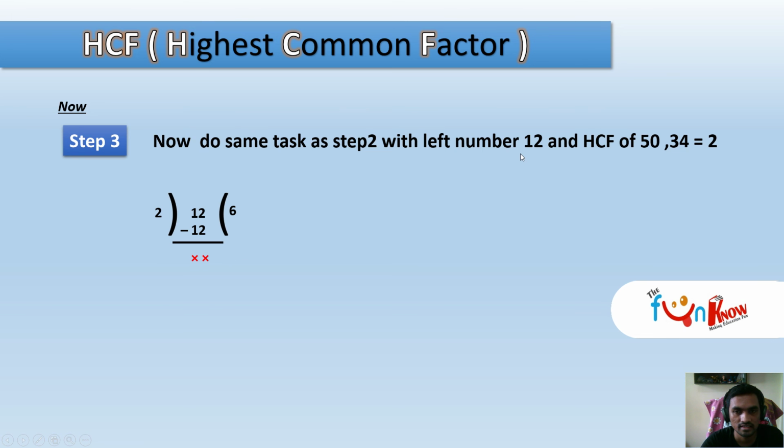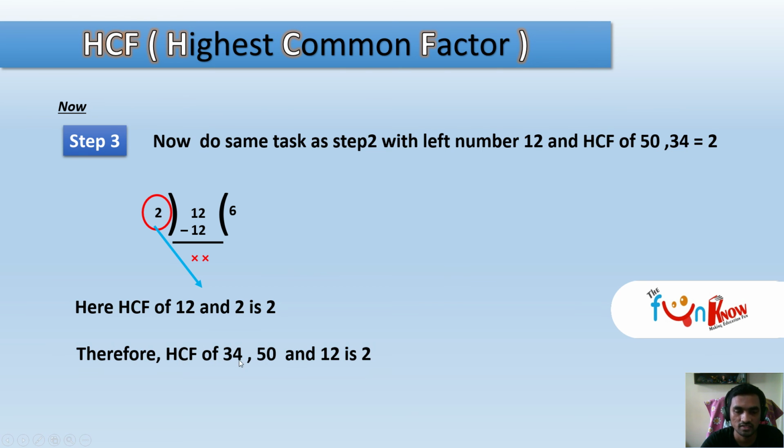So you can see that the HCF of 12 and 2 is also 2, and the HCF of 34 and 50 is also 2. Therefore HCF of 34, 50 and 12 is 2.